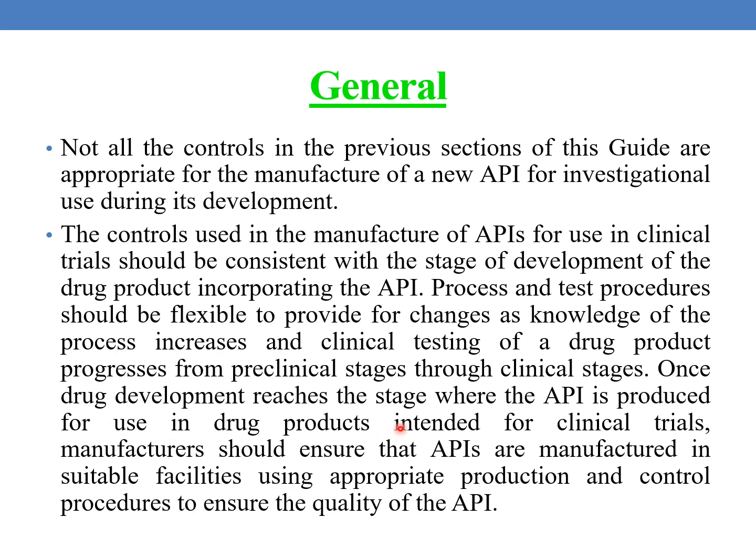Once the drug development reaches the stage where API is produced for use in drug products intended for clinical trials, manufacturers should ensure that APIs are manufactured in suitable facilities using appropriate production and control procedures to ensure the quality of the API.